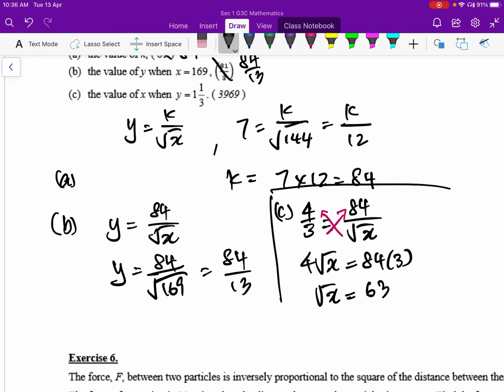Did I say the answer was 63? Sorry, I made a mistake. So we want to find the value of x, which will be 63 squared. Not 63, 63 squared. Oops. So 3969. 3969, okay, this is correct.